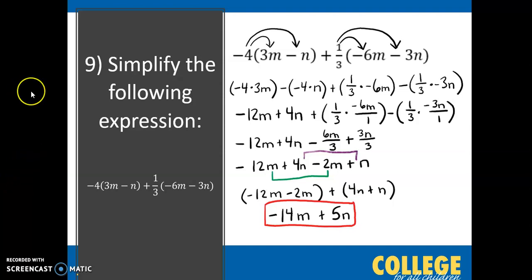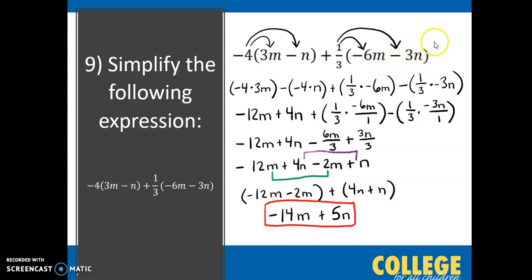Okay guys, so we're here on question number 9. It's asking us to simplify the following expression. It's negative 4 with parentheses 3m minus n, plus 1 over 3 with parentheses negative 6m minus 3n.